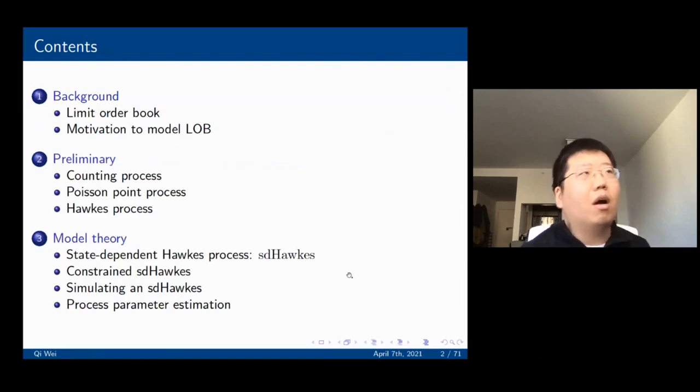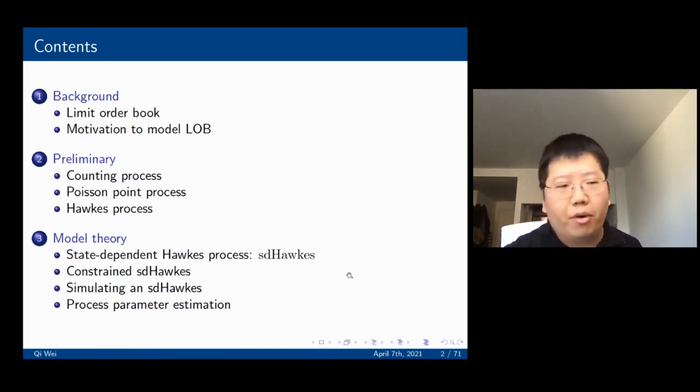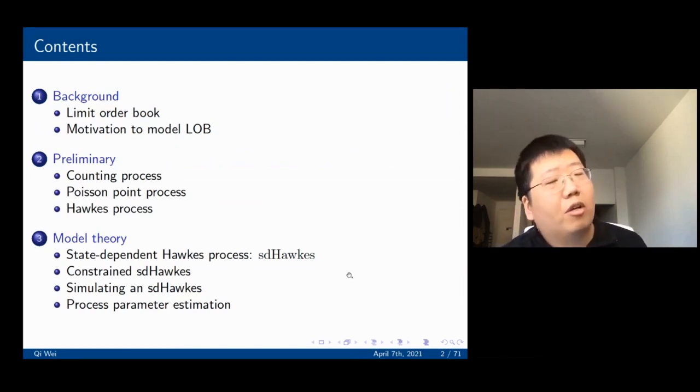So basically, there are three parts, but I prepared a lot of things. We will see how much time we have, and also at the end of the talk, I will show you some more cool demos. The first part is the background about the financial application, about what a limit order book is and why we want to model a limit order book.